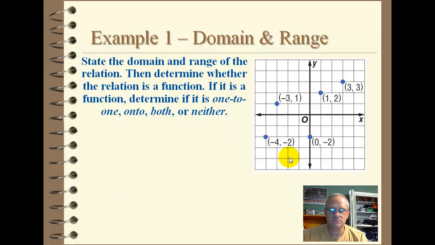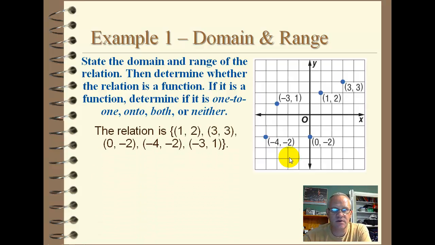All right, let's look at another example here. We want to state the domain and the range of this relation, and then determine whether it's a function, and then one-to-one, onto, both, or neither. First of all, you can see all the points there on the graph. It might help if we wrote them out as ordered pairs: (1, 2), (3, 3), (0, -2), (4, -4), (-2, -3), (1...) and so on.